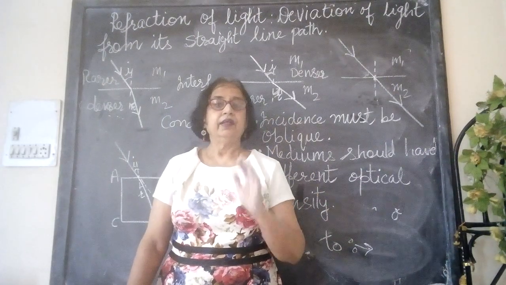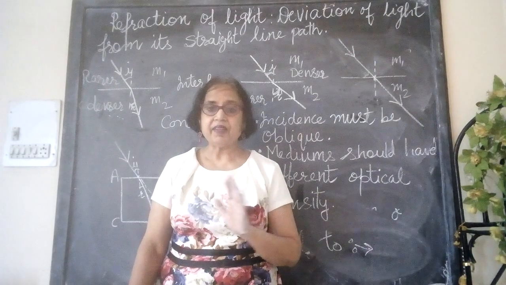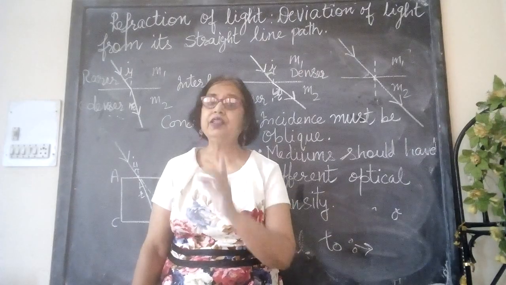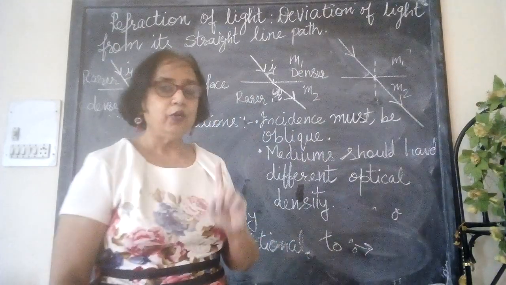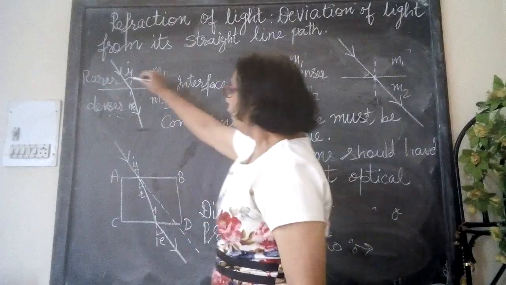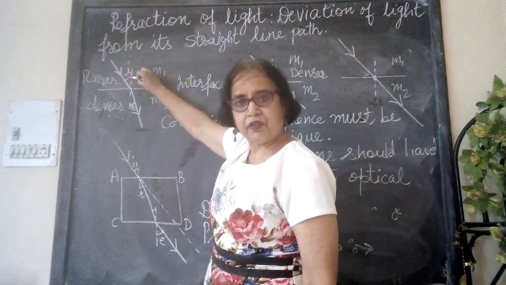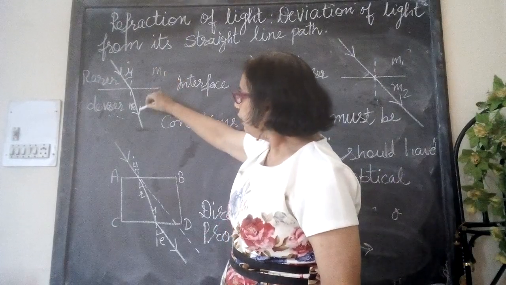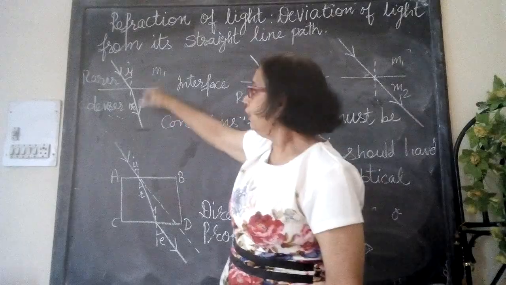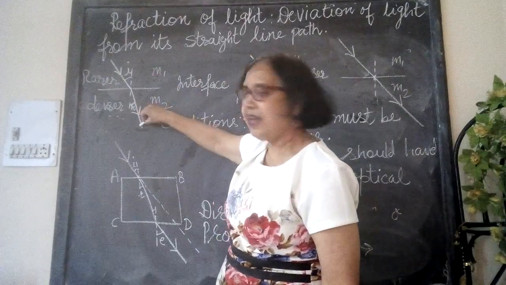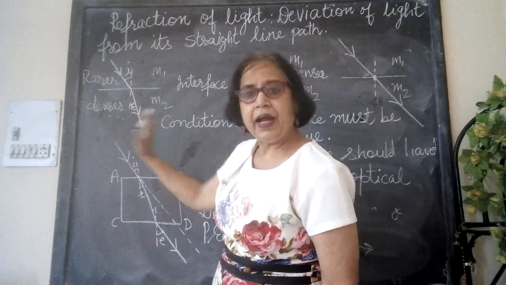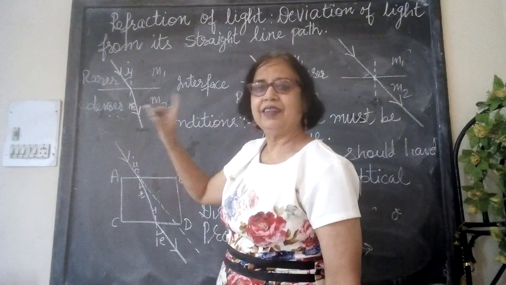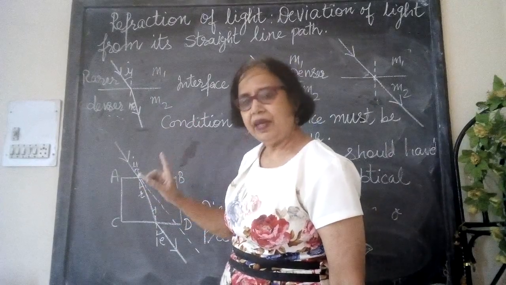But if they are not moving with the same speed, then the one having less speed will have to follow the shorter path. Now look at this and try to understand. This is the rarer medium, where the speed of light was greater. Here the light is moving slowly, but the frequency should remain the same. So the light ray bends towards the normal, following a shorter path so that the frequency remains the same.